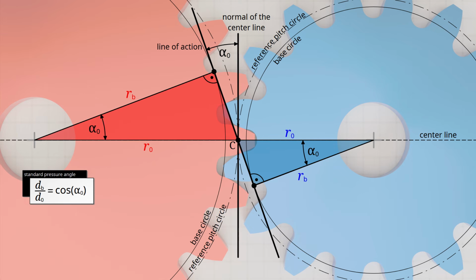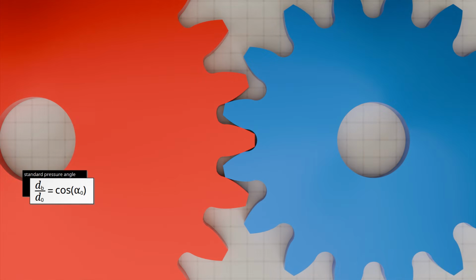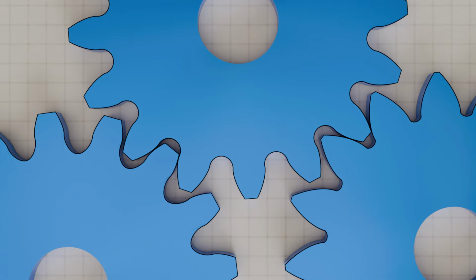Independent of the module, a standard pressure angle of alpha 0 equals 20 degrees is usually used for gears. However, there are also gears with a standard pressure angle of 14.5 degrees or 25 degrees. In the case considered before, a standard pressure angle of 10 degrees was chosen for the left gear. The right-hand gear has a standard pressure angle of 30 degrees, and the gear shown in the middle has a standard pressure angle of 20 degrees.